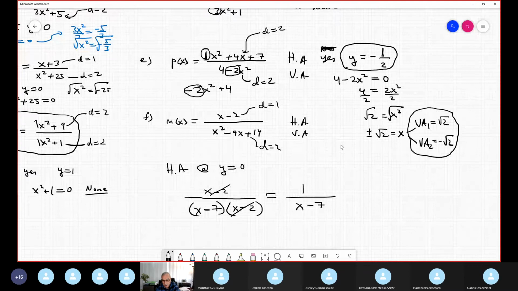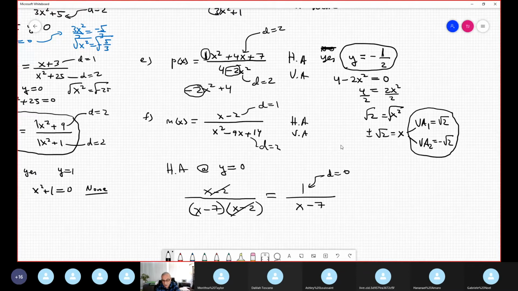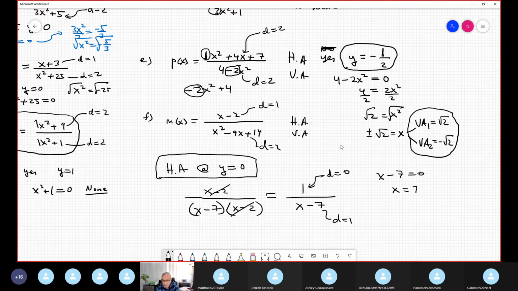Stay the same situation, degree here is 0 and degree here is 1. Therefore, the same condition of the degree applies and the horizontal asymptote is located at y equals 0. But for the vertical asymptote, you take now x minus 7 equal to 0, which is at x equals 7, the vertical asymptote. Because the factor gets cancelled out, it's a hole, no asymptote. Okay, it's a hole. And they asked me about the vertical asymptote. Vertical asymptote is at 7, not at 2. At 2 we have a hole.